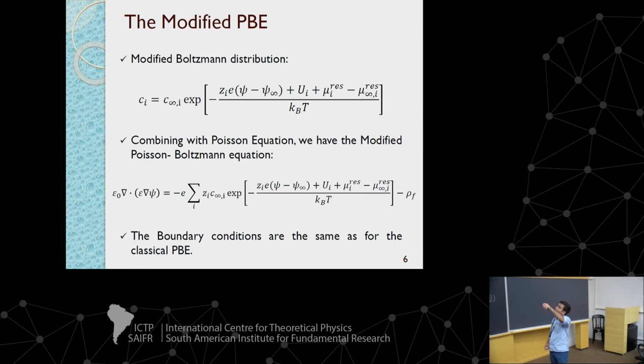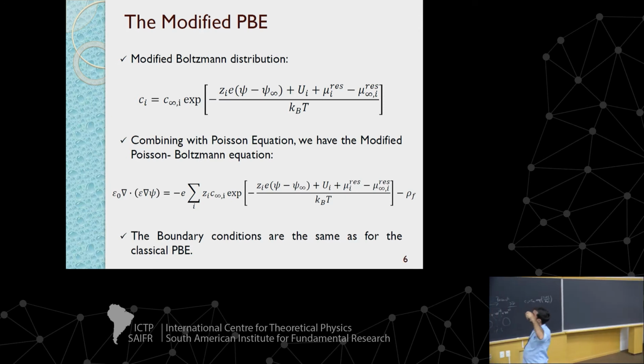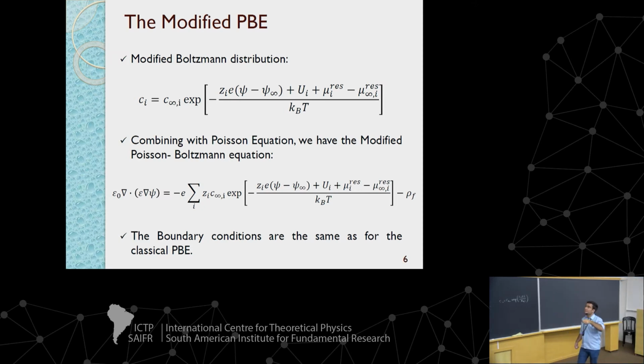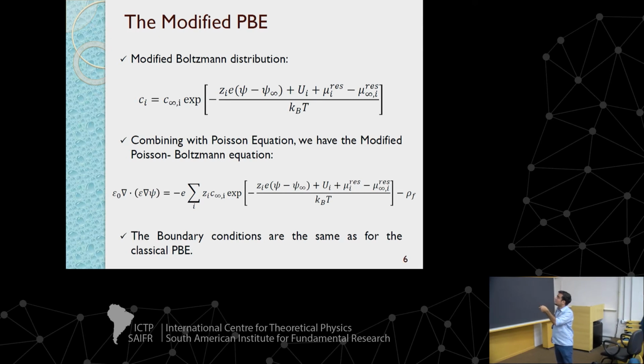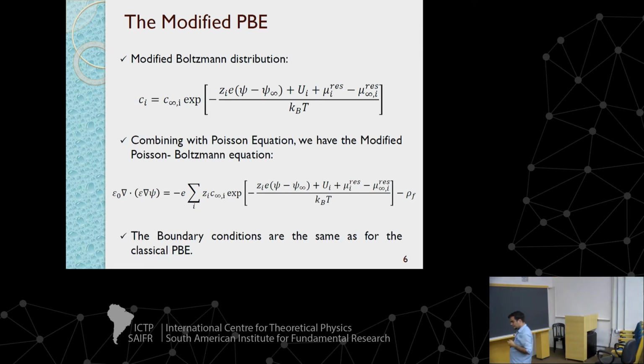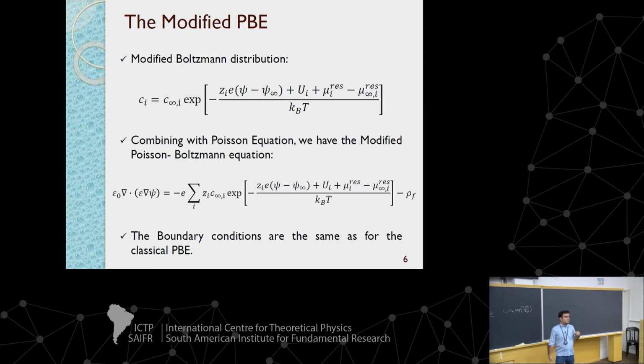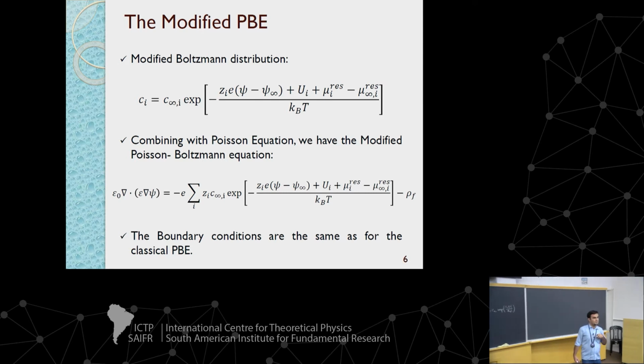So here we have the modified Boltzmann distribution, and if we introduce this modified Boltzmann distribution into the Poisson equation, we have the modified Poisson-Boltzmann equation. And we can see here that in this version, I also introduced this rho f, okay? This rho f is the volumetric charge density of fixed charges.